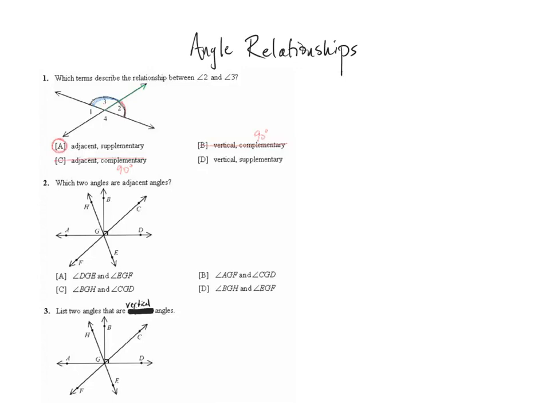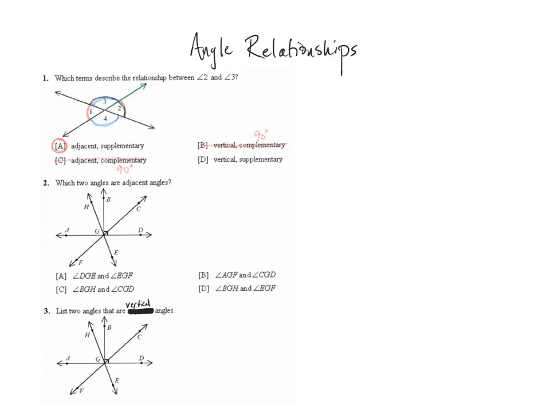Vertical angles are angles that are formed by intersecting lines but do not share a common side and only share a common vertex. So for example, in number 1, vertical angles would be angles 3 and 4, and also angles 2 and 1.